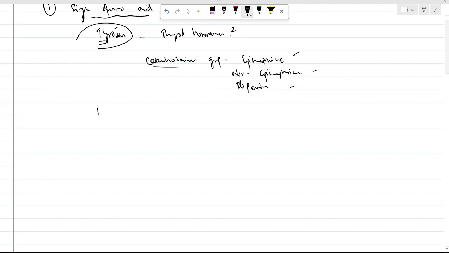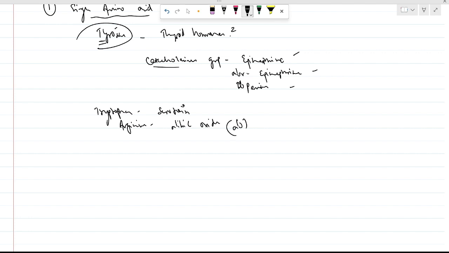Next amino acid we are going to see is tryptophan. From tryptophan, this serotonin is derived. From arginine, this important compound nitric oxide is derived. Nitric oxide, arginine is an important one. From arginine, nitric oxide is derived.